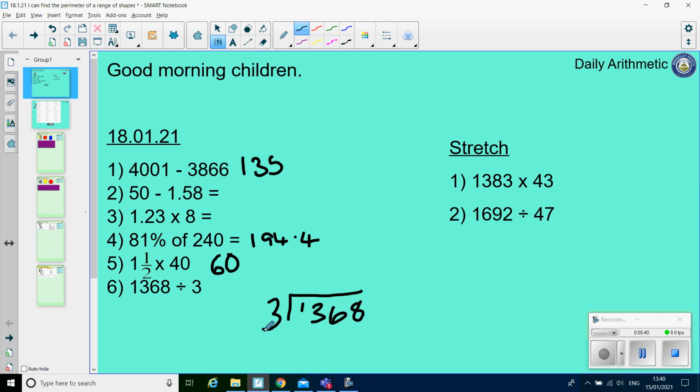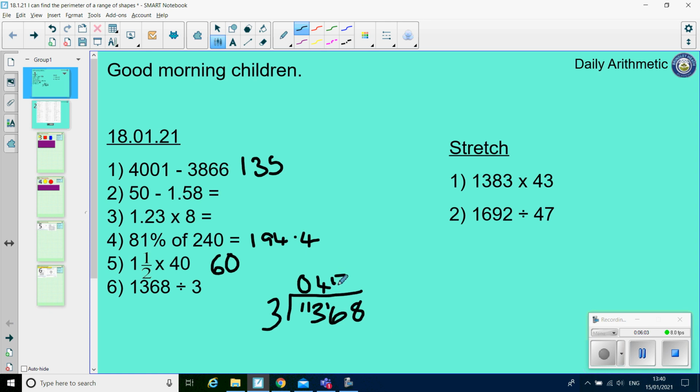Okay, and we would first ask ourselves, how many times does 3 go into 1? It doesn't, so that's a 0, and we would carry the 1. How many times does 3 go into 13? It goes in 4 times, and 4 times 3 is 12, so we have 1 left over, which we carry to the next column. How many times does 3 go into 16?